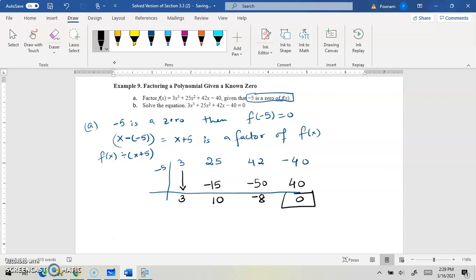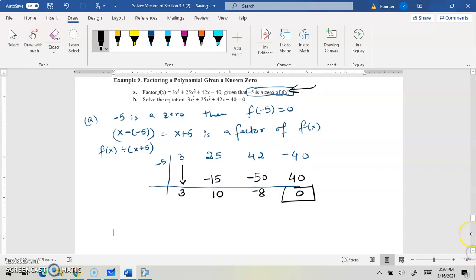We knew that we had to get 0 because this was given, right? But what is the quotient? The quotient is this polynomial. This polynomial is going to be 1 degree less than the given polynomial. So this is going to be the coefficients of x square, x and the constant. So we can say f of x is equal to x plus 5, which was the factor, times what is the quotient? 3x square plus 10x minus 8.